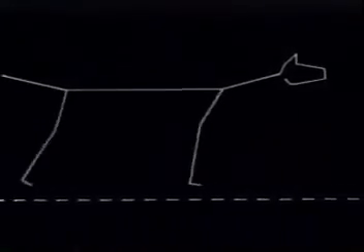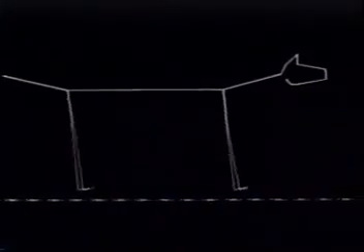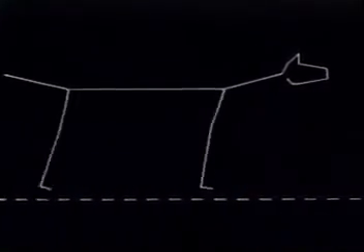The pronk is a bound in which the front and hind feet strike the ground simultaneously. The pronk is commonly used by the mule deer, as seen here. It is especially effective in rough terrain. It is also used by antelope when they play, and sometimes it serves as a social signal.